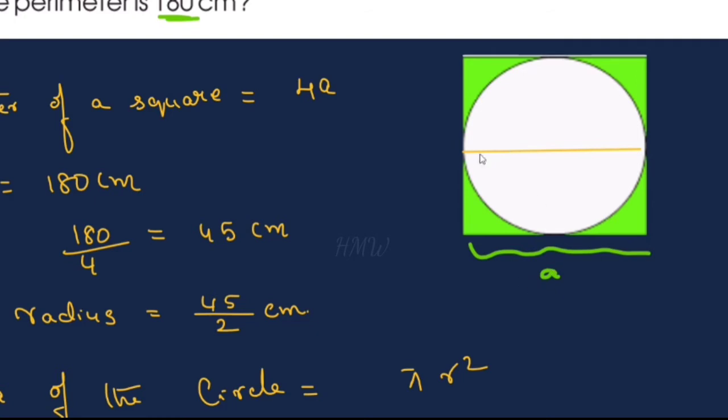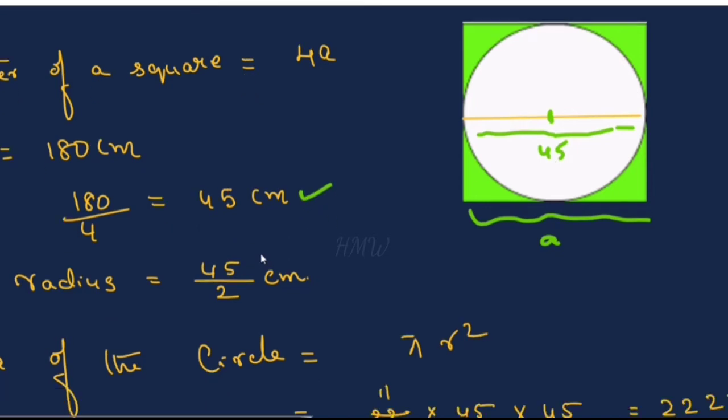A is 45. So this means this diameter is 45. When the diameter is 45, what is the radius? The radius of the circle will be 45 by 2. So a is 45, and a becomes the diameter.